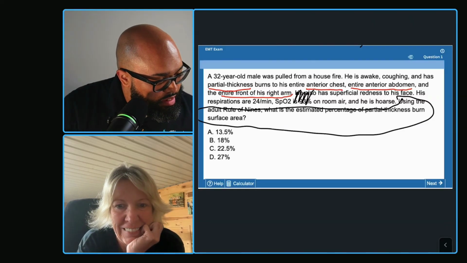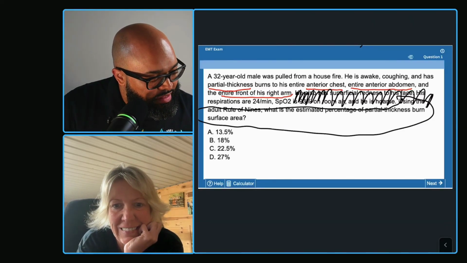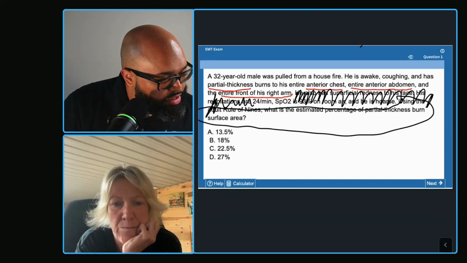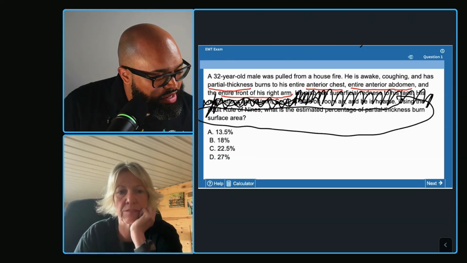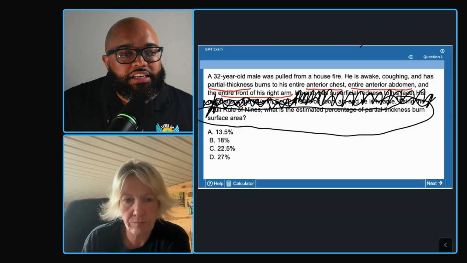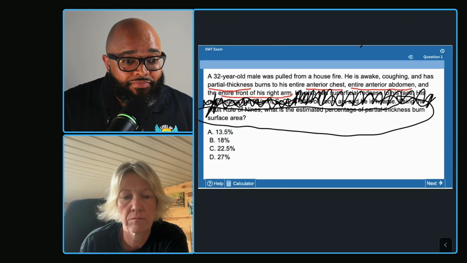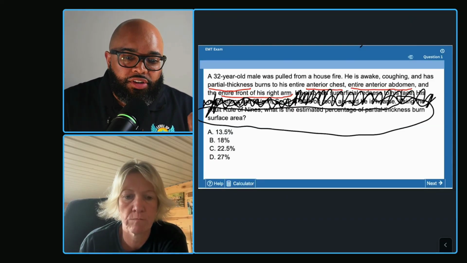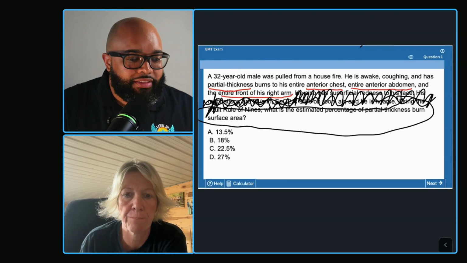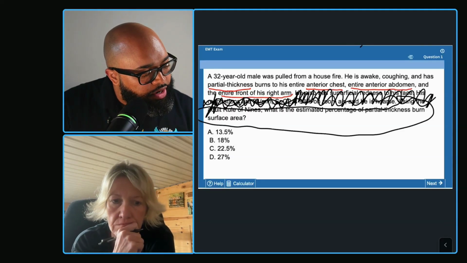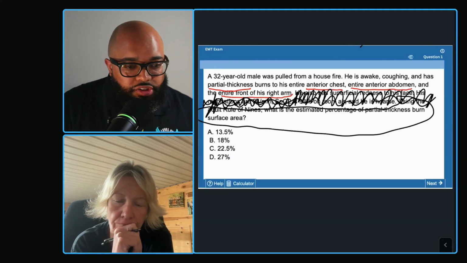Now watch this. I don't need anything else in this question because this actual question just wants me to calculate a percentage. These vitals don't matter because those vitals are not going to change the answer to this question at all, right? All I needed was enough information to pull out enough clues to figure out this percentage. So in this case, we're going to use our rule of 9s. Is this an adult or a kid?